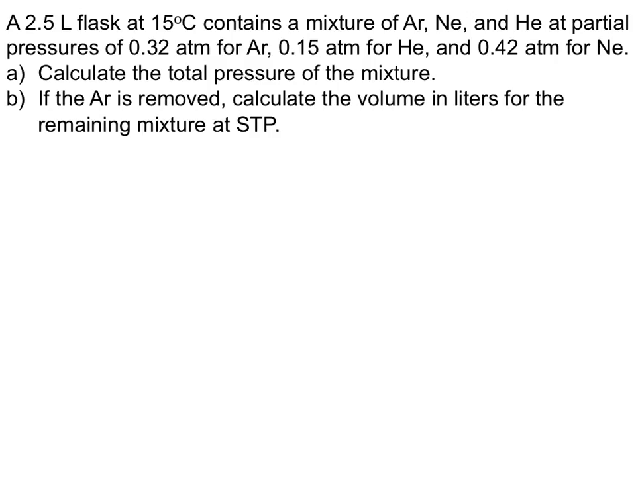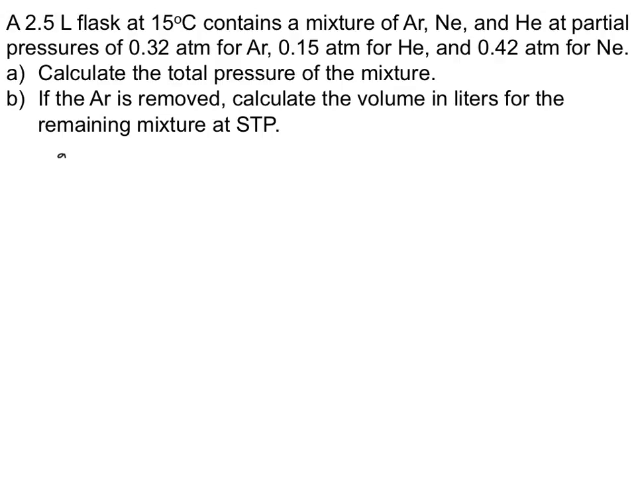So the question we have here is a two-parter. It tells us that we have a 2.5 liter flask at 15 degrees C that contains a mixture of argon, neon, and helium at partial pressures of 0.32 atm, 0.15 atm, and 0.42 atm for each of the individual gases. And they want us to calculate the total pressure of the mixture.